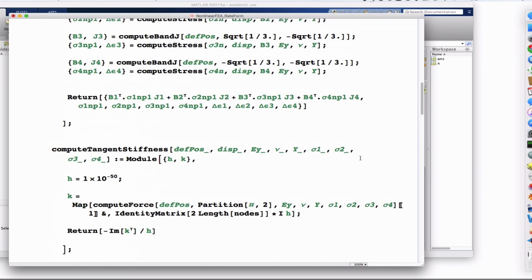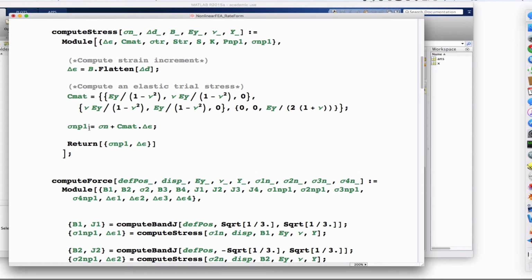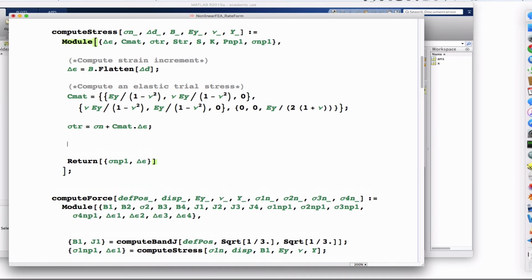The beauty is all I have to do is modify the compute stress, okay? So the first thing I'm going to do is instead of having n plus 1 there, I'm going to change this to the trial stress. So I'm going to take a trial step that's going to be elastic, and I'm going to use that to determine if I'm elastic or plastic. Okay? So with that trial stress, the first thing I'm going to do is compute the trial deviatoric stress.